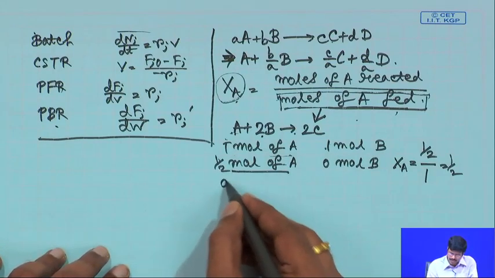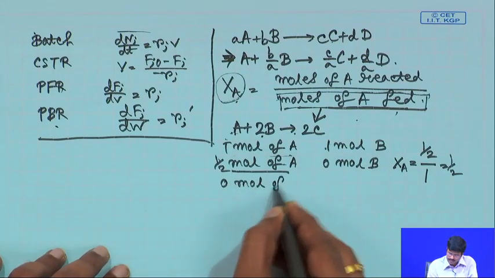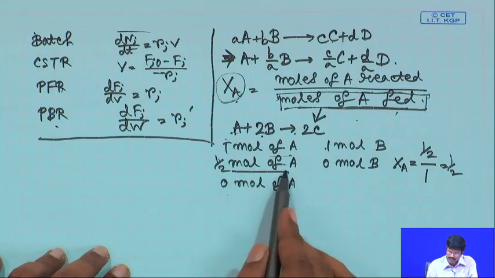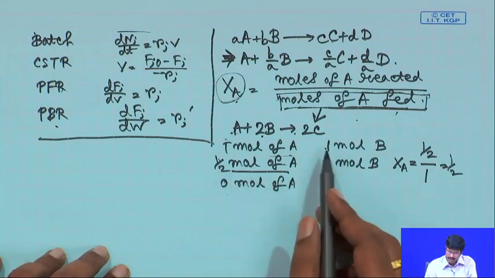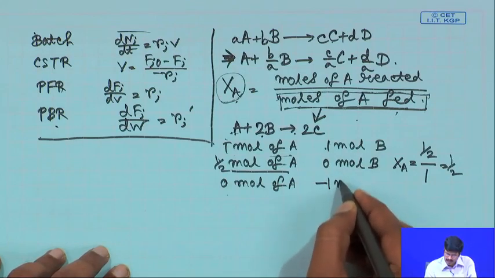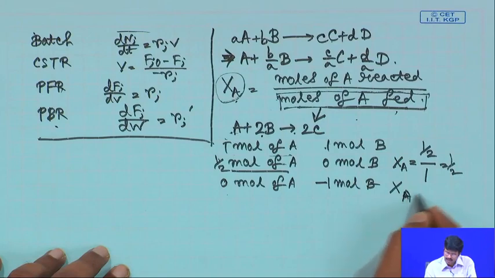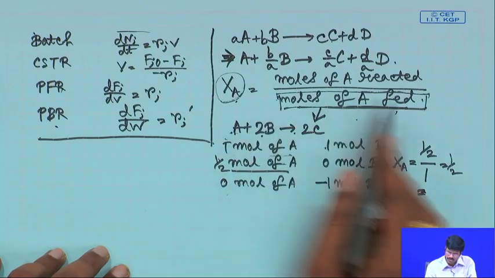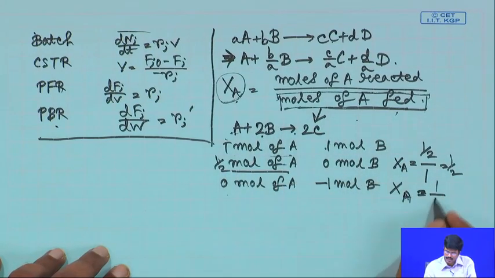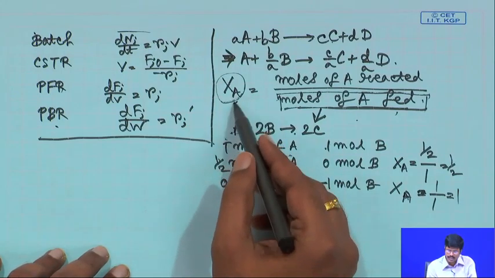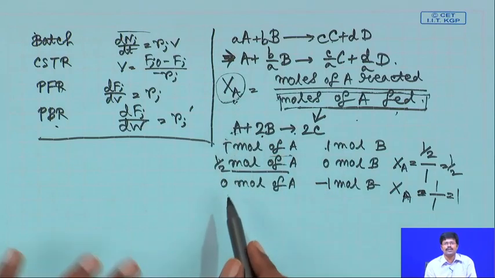What happens when you go to 0 moles of A? Another half mole has reacted. So, basically another 1 mole of B has to react. So, this becomes minus 1 mole of B, and your X_A then will become moles of A reacted, 1, over moles of A starting, 1. So, this is 1.